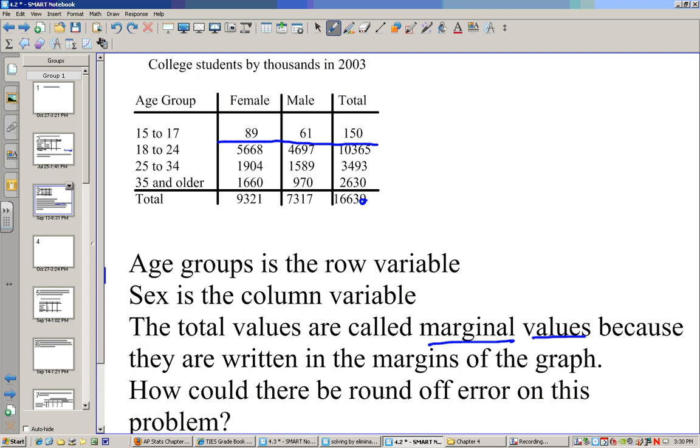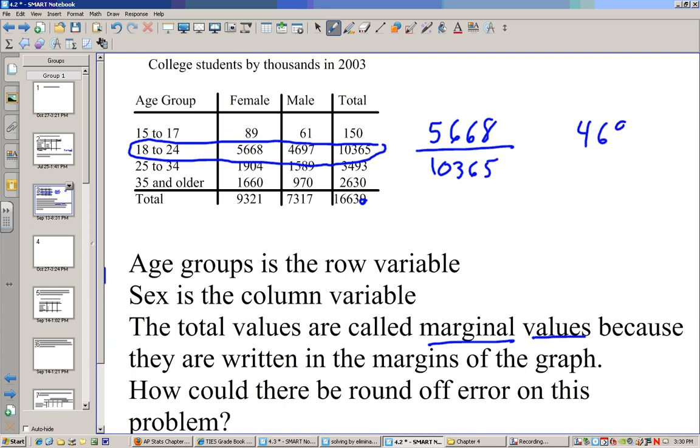So if I look at this, in this group, there are 10,365 people. The percent that are female are 5,668 over 10,365. The percent that are male are 4,697 over 10,365. So it's going to be close to 55 and 46%. But if I do it on my calculator, I'll be able to get better numbers. So this is about 55%, and this one is about 45%.